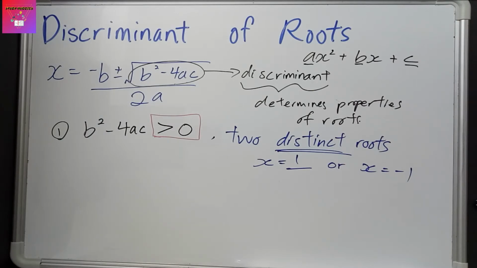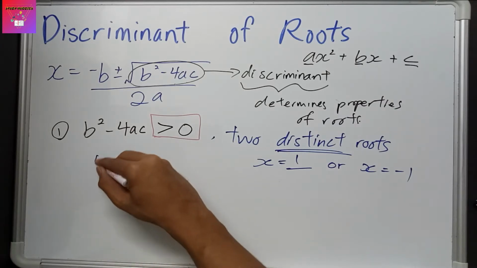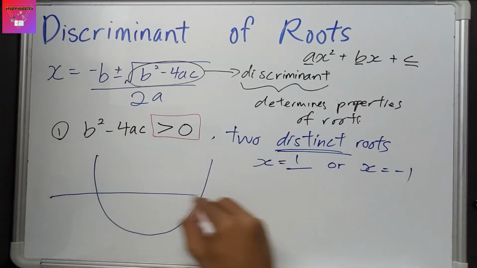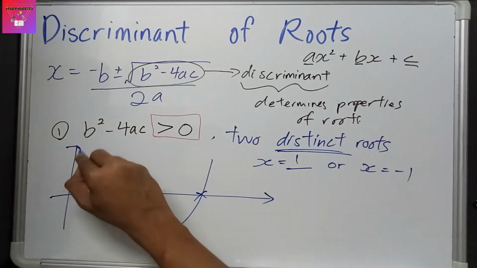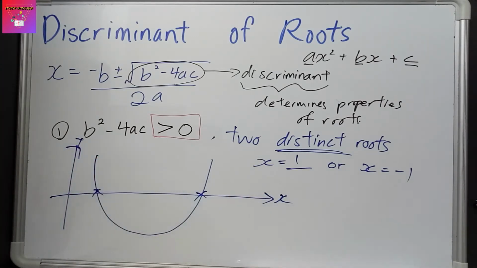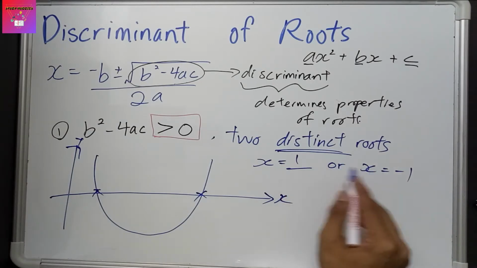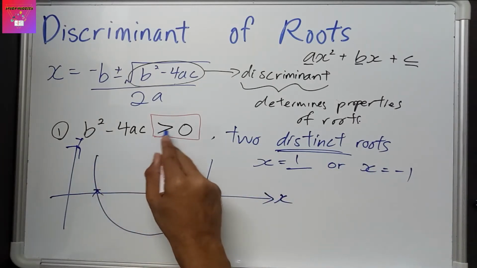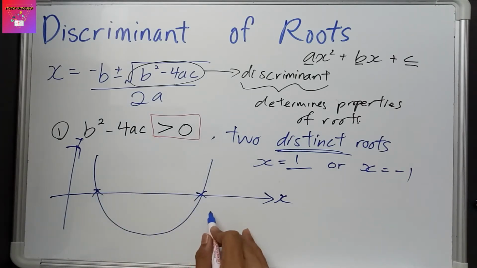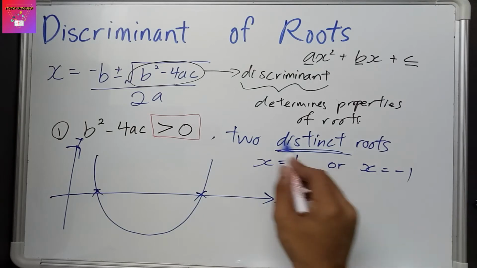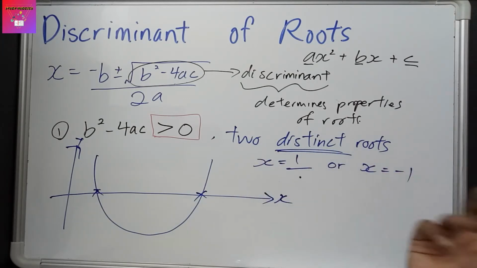So in this case the graph would be drawn in this format: a curve which touches 2 points on the x-axis. So that's why we say two distinct roots. So let's say if b square minus 4ac is greater than 0, the graph would touch 2 points on the x, thus producing two values of x, which means two distinct or two different roots. So this is the first property of roots.